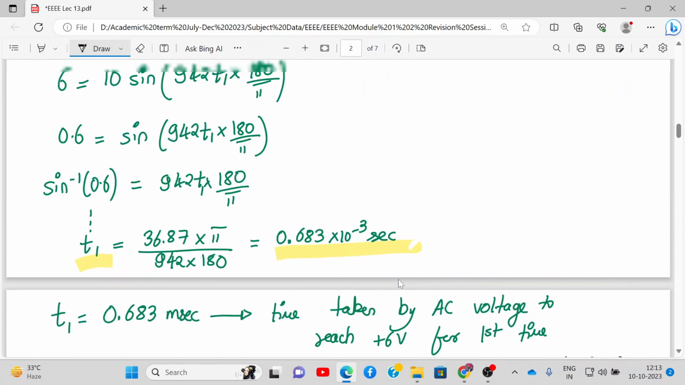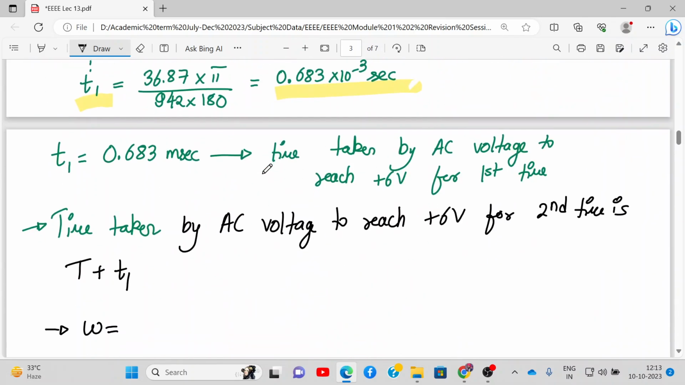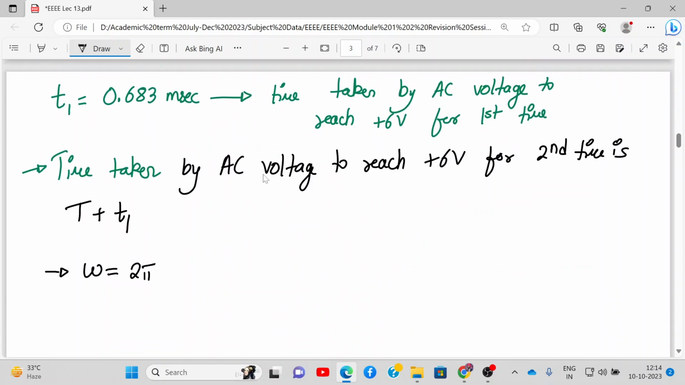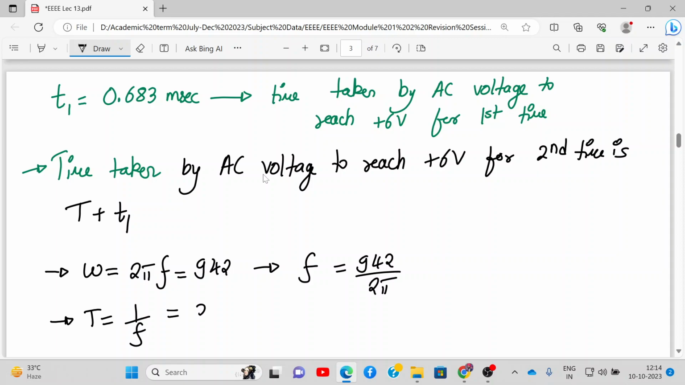Omega is given as 942. So omega is 2 pi f, which is 942. From here we can calculate f, which is 942 upon 2 pi. So your T will be 1 upon f. That will be 2 pi upon 942. That will come out to be 6.67 millisecond. So that's the value of capital T.